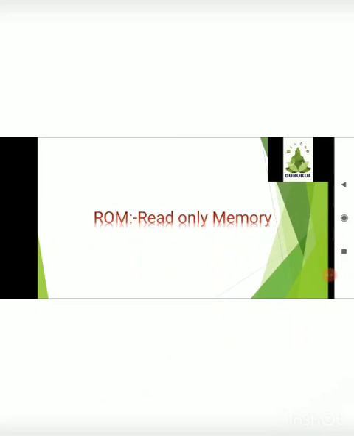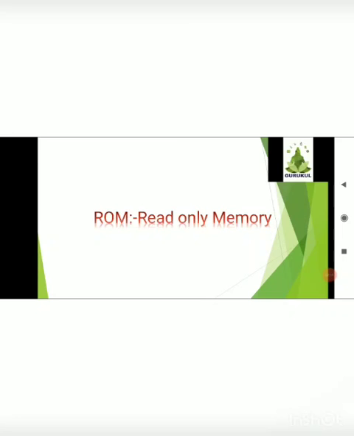Then it comes to ROM, read only memory. ROM is so called because the computer can only read the data and instructions from it but cannot write or change them. ROM stores the information that instructs the computer how to process data and control its various parts. The ROM is a non-volatile memory, which means its data is not lost even if the computer is switched off.